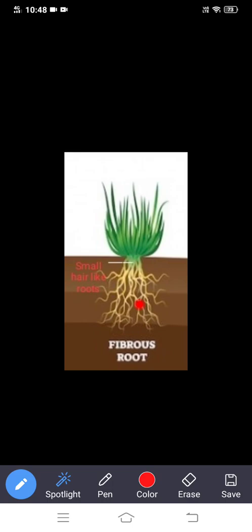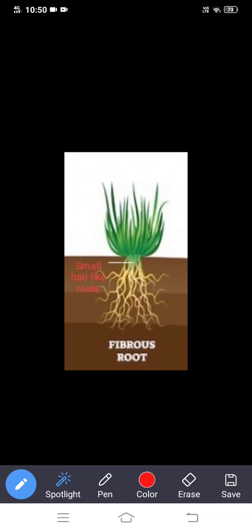So, on the whole, what all differences we find between the taproot system and fibrous root system? Taproot system has a main root. Here in fibrous root, we don't have a main root. In taproot system, lateral roots are also present. Here we don't have any lateral roots. There, fine root hair-like structures are present. Here only that type of roots are present which are small hair-like structures. In taproot system, three different types of roots we find, whereas here only one type of roots are found.